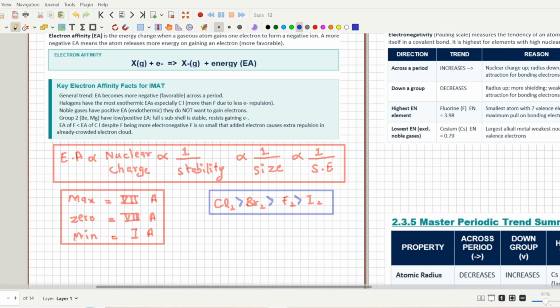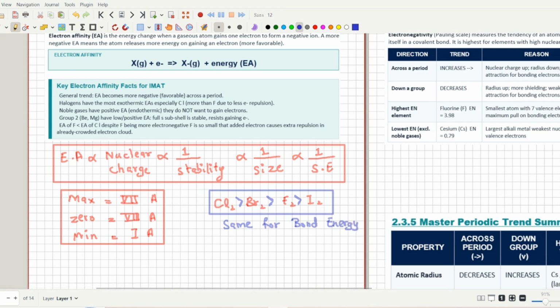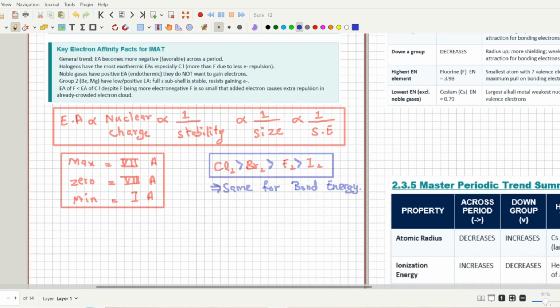And you need to know that this is the same for bond energy. If you ever get MCQs about bond energy, it is the energy required to break the bonds between two atoms. So this sequence is also the same for bond energy. Like Cl2 will have the highest bond energy, then bromine, and then fluorine, and then iodine. And if we talk about electron affinity, Cl2 has the highest electron affinity and iodine has the lowest electron affinity. This is an exceptional case. Write it down in your notes and just memorize it.